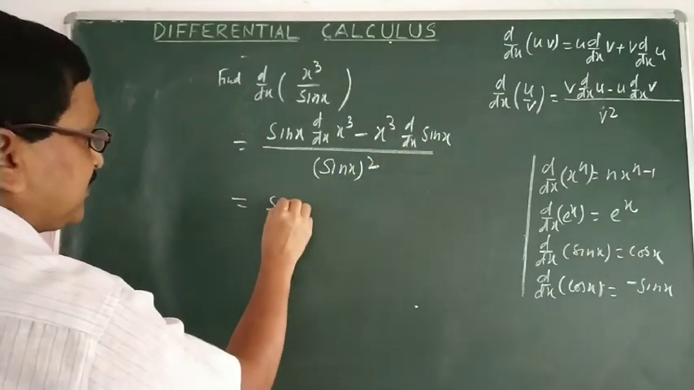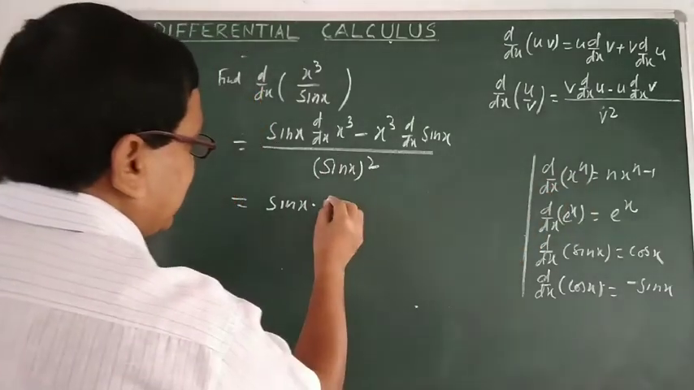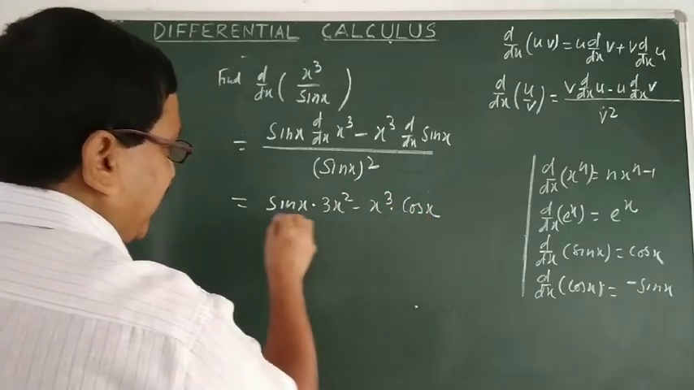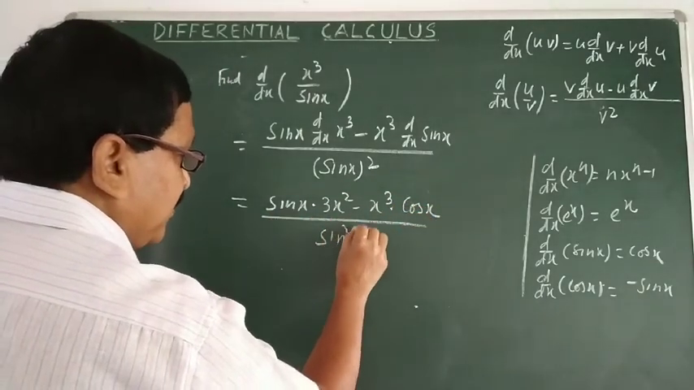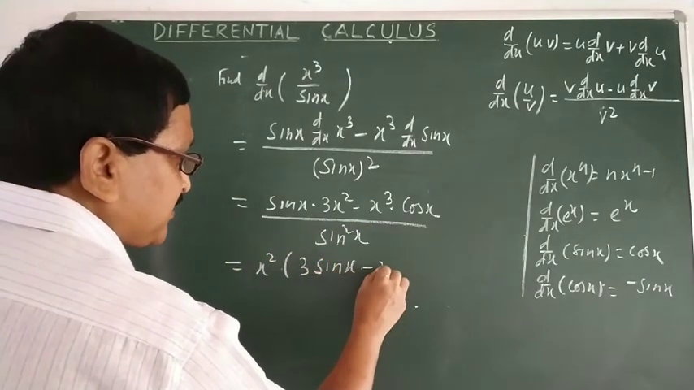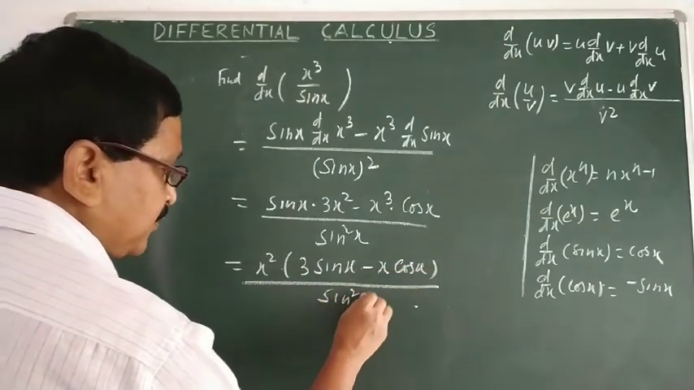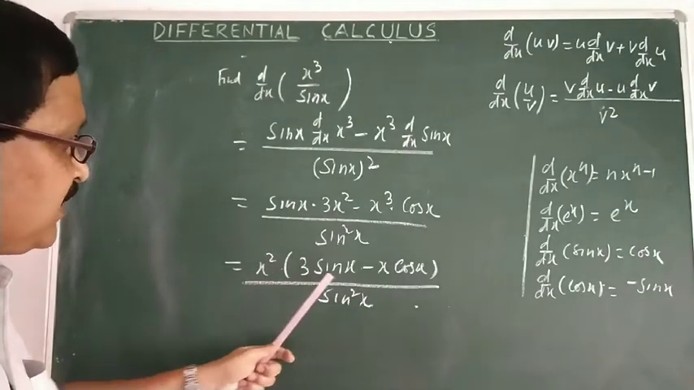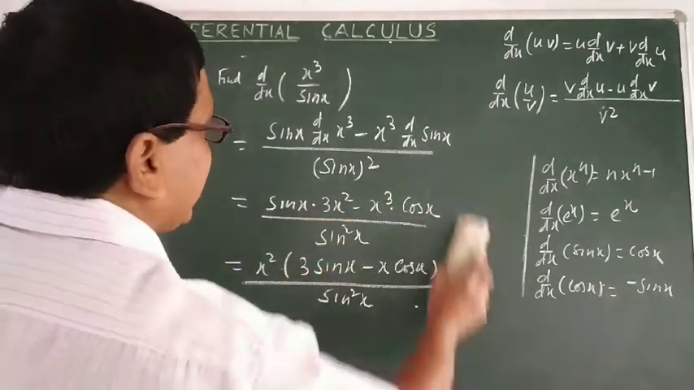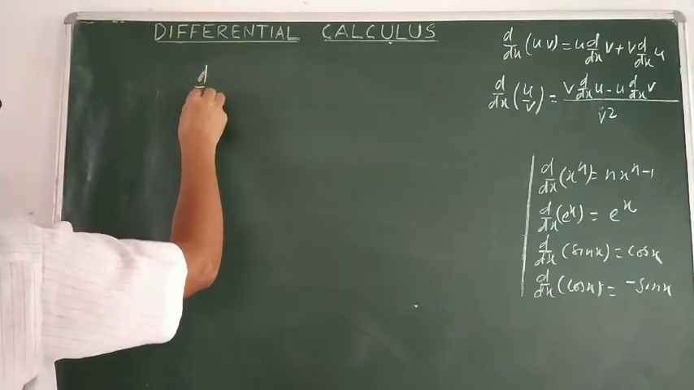So this is sin x into, and the differentiation of x cube by this formula is 3x square, minus x cube and the derivative of sin x is cos x, over sin square x. So you can take x square common. So 3 sin x minus x cos x over sin square x. Let me verify: x square common, 3 sin x, x cos x. So by knowing these two, we can move ahead. Now moving towards the differentiation of tan x, d by dx of tan x.